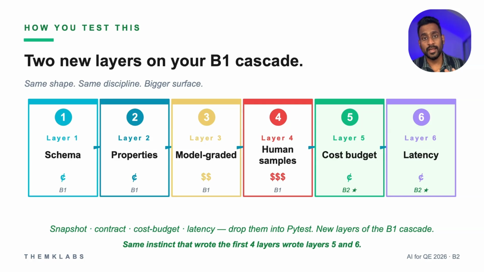And here's what makes it click. Both of these run right inside PyTest, and both fail the build the exact same way your regular assertion will fail. Snapshot, contract, cost budget, latency: you just drop them into a suite you already have. Same shape, same discipline, just a bigger surface area here. The same instinct that wrote your first 4 layers writes layers 5 and 6 as well. You're not learning a new craft here, you are extending the one you already mastered.